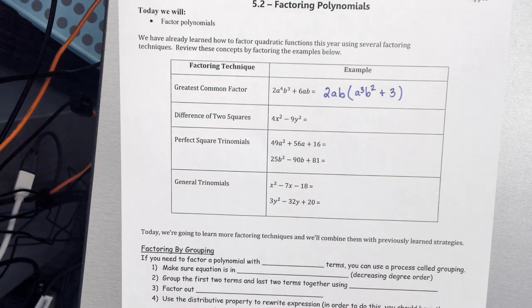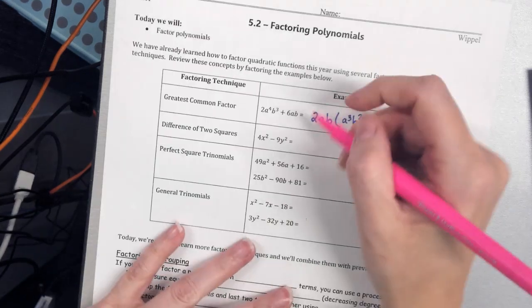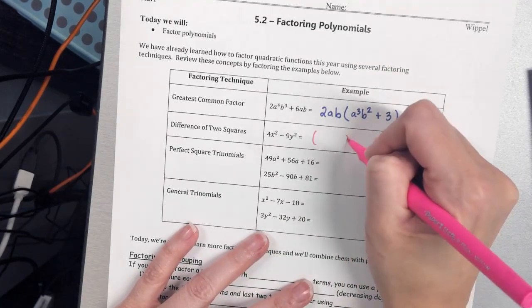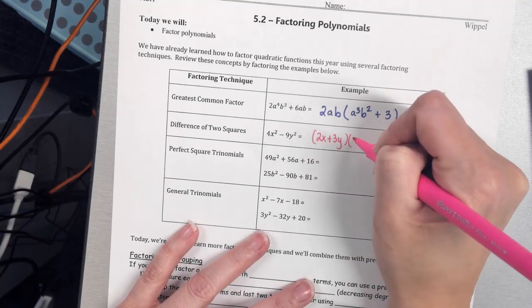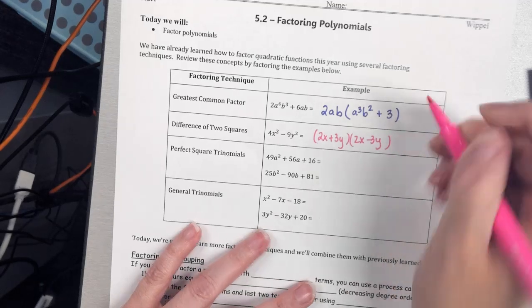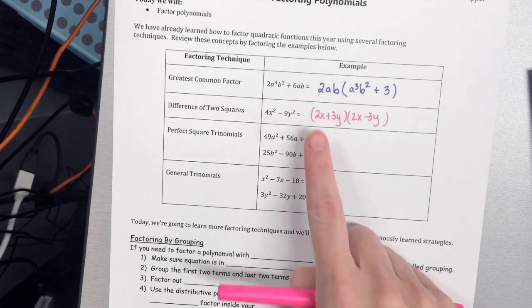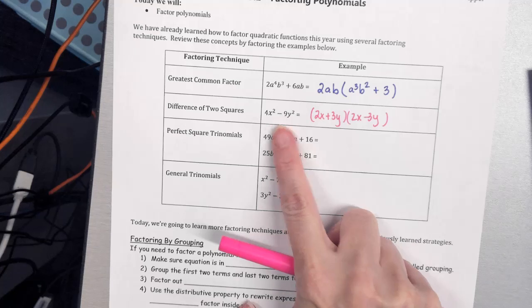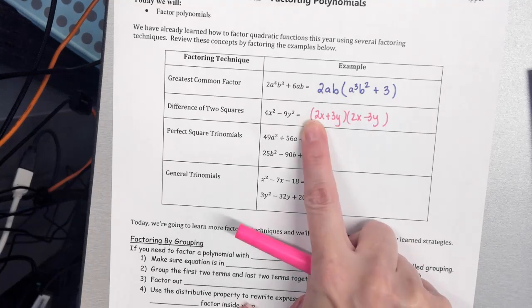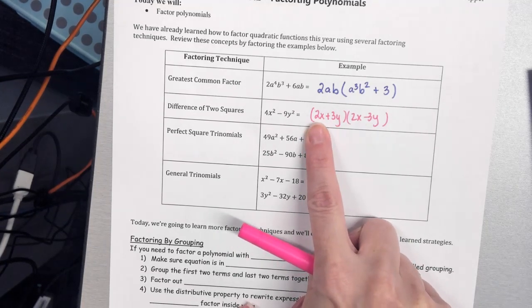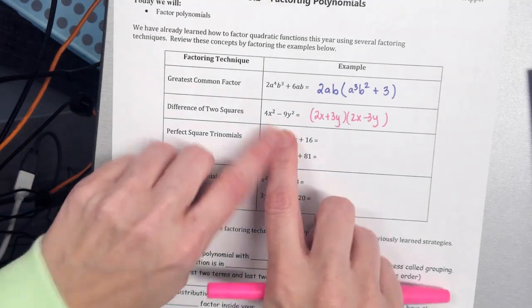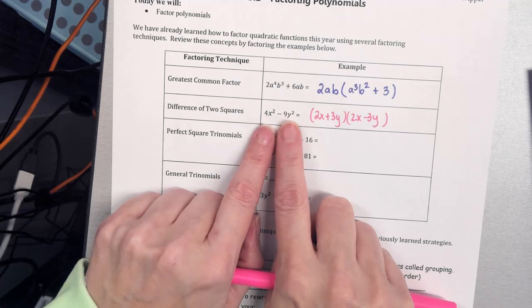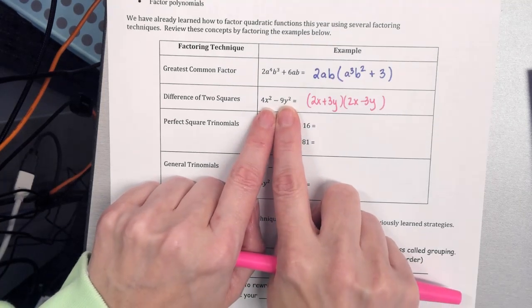Okay? Now with your difference of 2 squares, you have to take the square root. So you have 2x plus 3y and 2x minus 3y. All right, and remember we can always FOIL it back and check. When you have the difference of 2 squares, the inside and the outside terms will cancel. In this case, it's negative 6xy and positive 6xy.